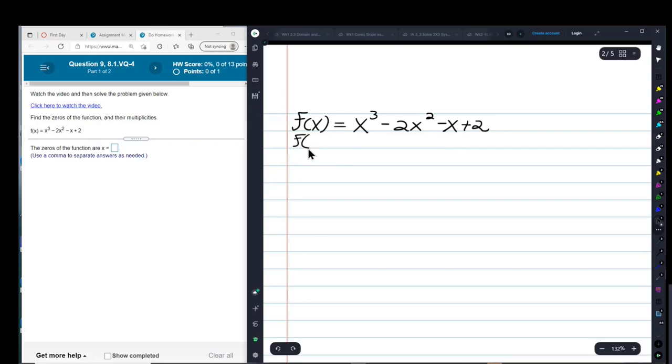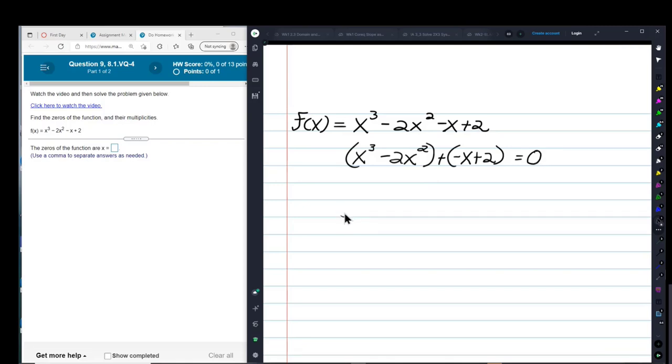So F of X is going to equal. No, I don't want to write that actually, because I'm trying to find the zeros. So this is what I'm going to do. X to the third minus 2x squared plus negative x plus 2 equals 0. It's good to have a review on grouping. All right, now here the GCF is x squared. That'll leave us with x minus 2.